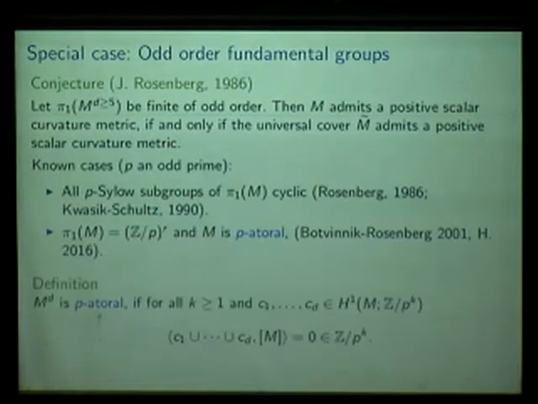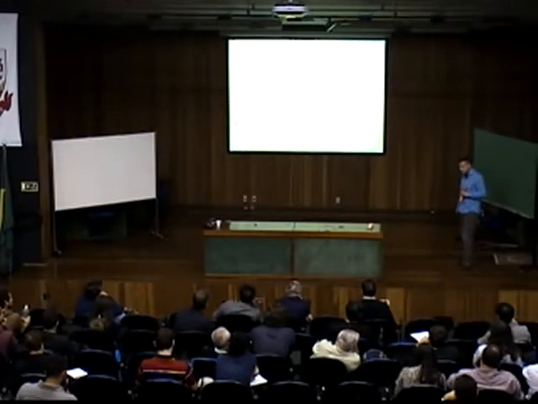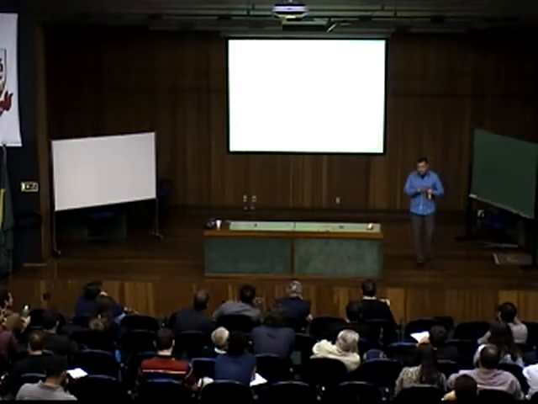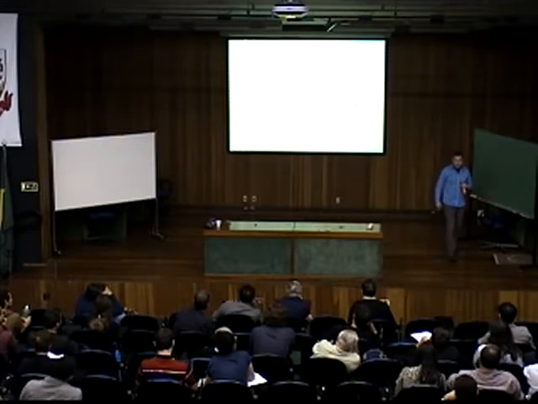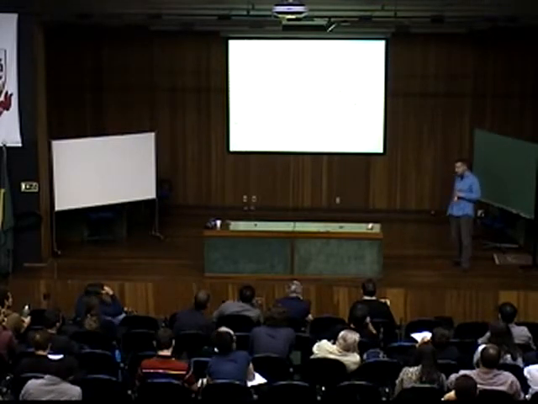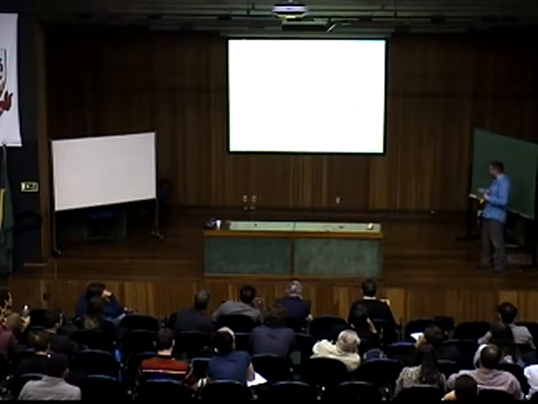So what does p-atoral mean? This is an assumption which we have to make in this theorem. And this is some kind of finite analog of torality, which would mean that you have rational cohomology classes in degree 1, such that the cup product of these classes evaluates non-trivially on the fundamental class of the manifold. So this is the same thing just with Z mod p or Z mod p to the k coefficients.